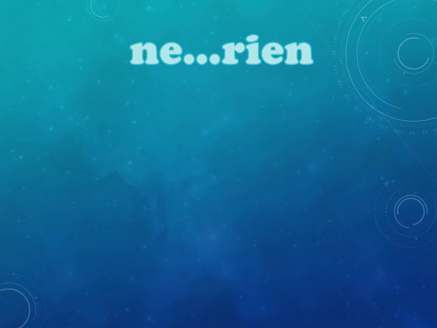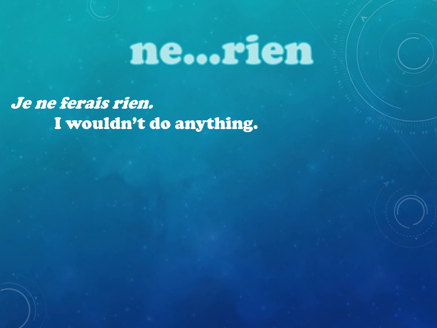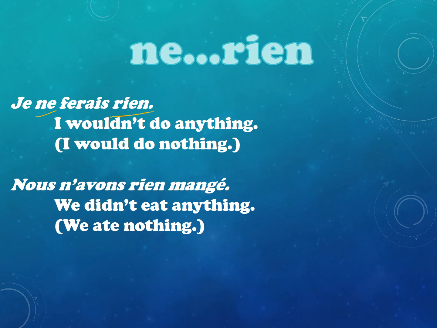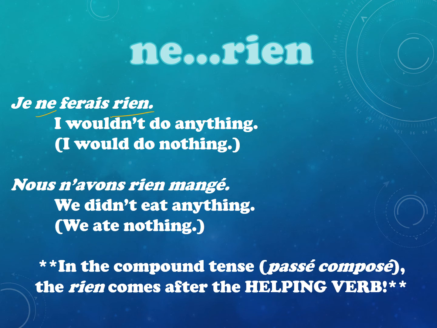Ne rien. Je ne ferai rien. I wouldn't do anything. I would do nothing. And again, ne, then verb, then rien. Nous n'avons rien mangé. We didn't eat anything. We ate nothing. This one works like ne pas and ne jamais. In the compound tense, the passé composé, the rien comes after the helping verb. Nous n'avons rien mangé. So ne, then helping verb, then rien, then past participle.